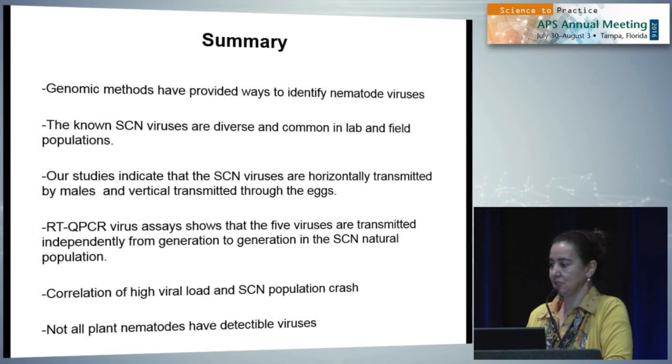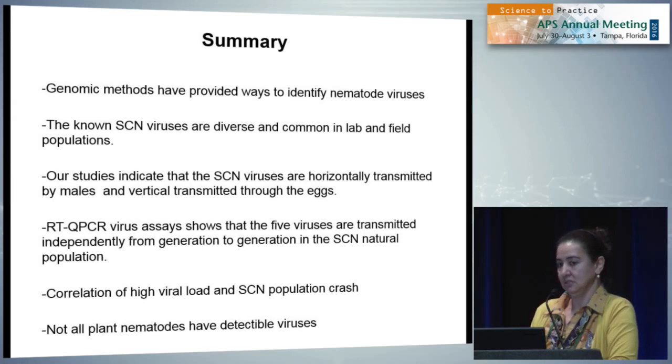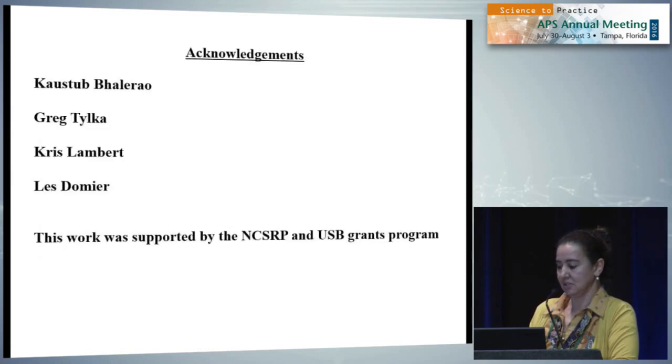We had seen through the 2-generation greenhouse assay that there is a correlation between high viral load and population crash, suggesting that those viruses may have potential for biocontrol. Unfortunately, as I mentioned earlier, not all nematodes have detectable viruses, and the one we looked at didn't appear to have any viruses. So that seems to be really interesting.